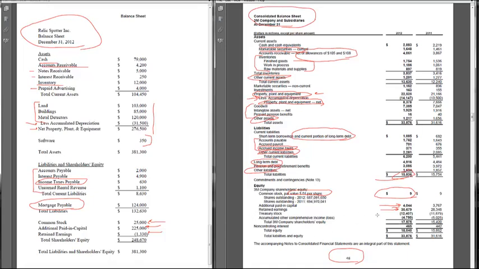3M lists treasury stock and accumulated other comprehensive income after retained earnings. We'll talk about these two items much, much later in the course. There's also this non-controlling interest stuff, which we'll talk about later. But then bottom line, total liabilities and stockholders' equity. And in Relic Spotter, our assets equaled our liabilities plus equity. And the same thing for 3M. No matter how big the company is, the two have to be equal.